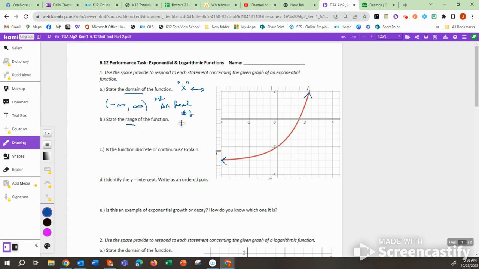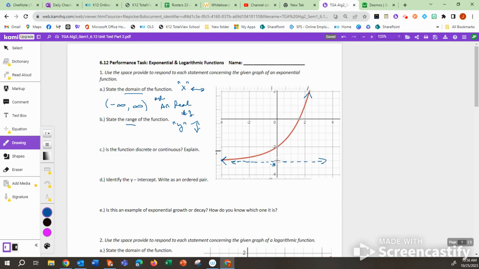1B says range. We know that range are our y values. Y values go up and down. So this point is at -2, this point is at -4, and this graph has what we call a horizontal asymptote. So it's bending towards this imaginary horizontal line. If we were actually in Desmos, we could zoom in, and this graph is never going to touch where y is equal to -3. It's considered a horizontal asymptote.